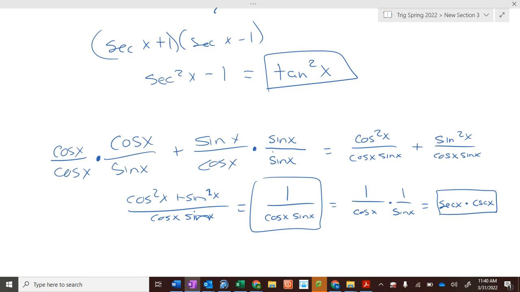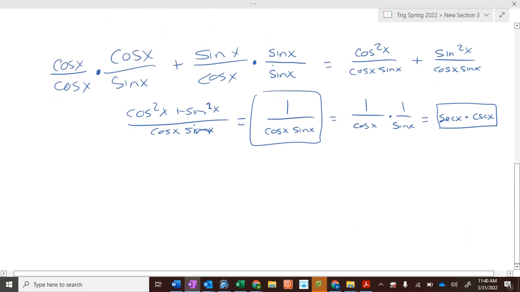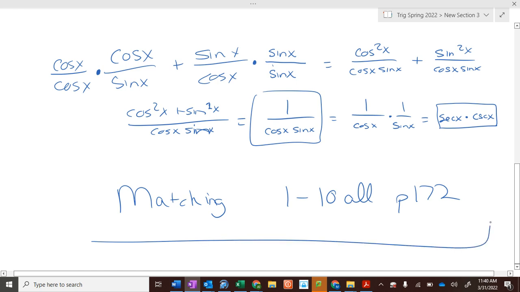Okay? So, what we're doing on the first little area is just matching. You're matching the problem with the answer. 1 through 10, all, page 172. That's what we're doing before lunch.